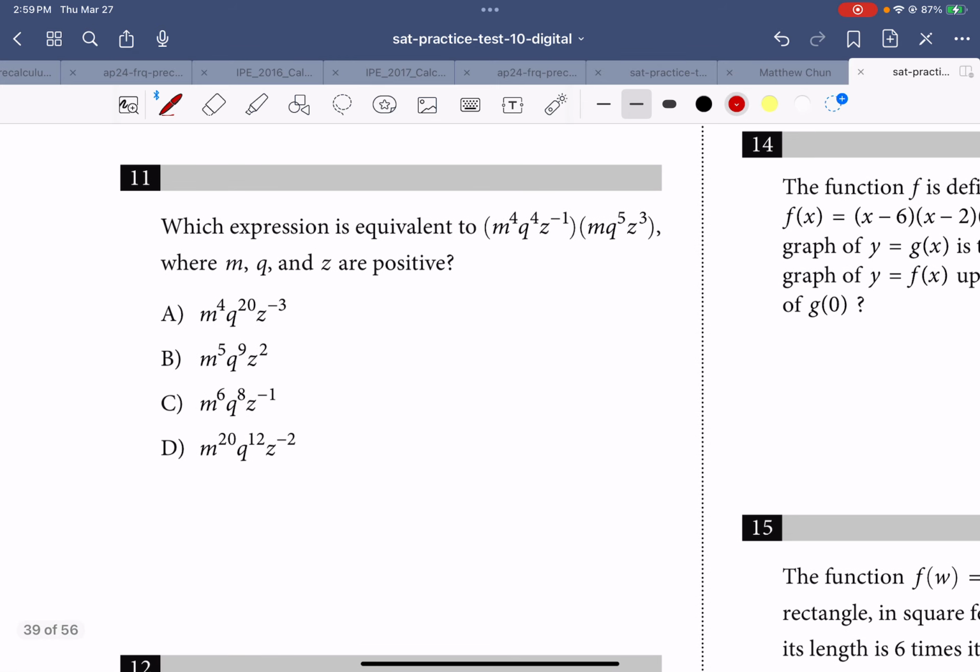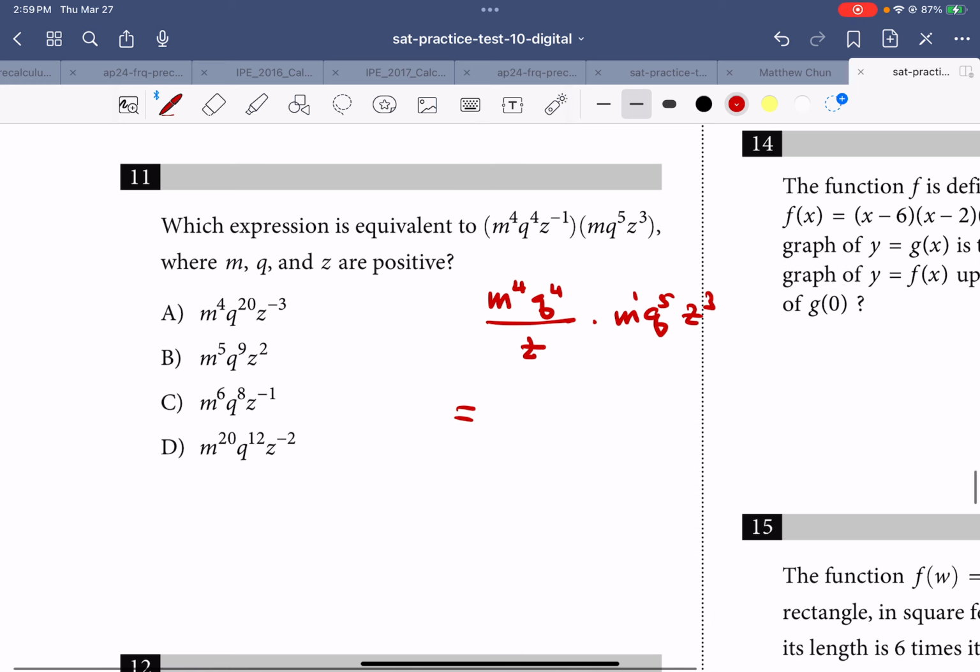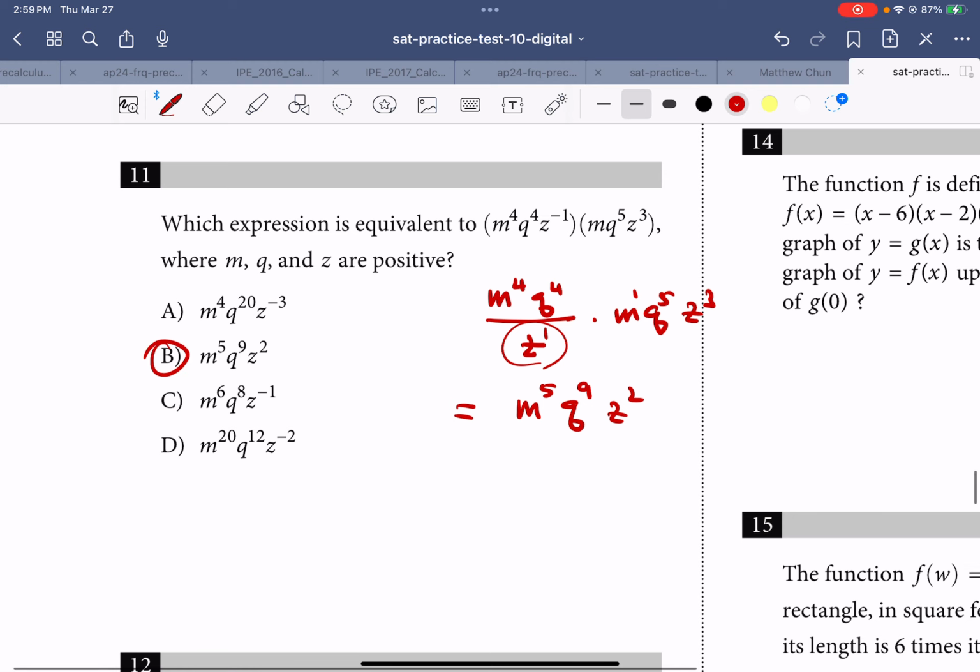Number 11, what is the expression? Which expression is equivalent to that? So m to the 4, q to the 4, any negative power goes on the denominator, g, and m, q to the 5th, g to the 3rd. When you collect like terms, when you multiply, you just simply add exponents. So m to the 4 plus 1 is 5. Q also the same way, 4 plus 5 is 9. But this one is on the denominator, so you subtract. So 3 minus 1 is 2. Okay, so that answer is B then.